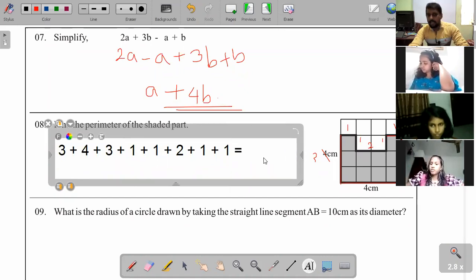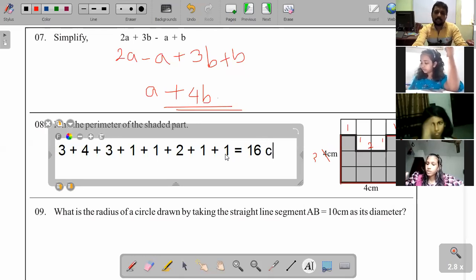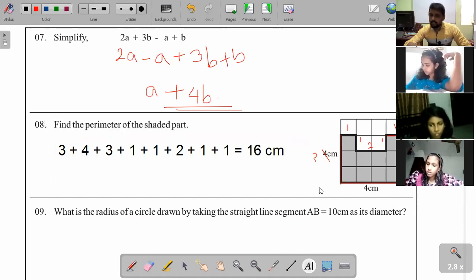Then finally you can add: 3 plus 4, 7; 7 plus 3, 10; 10 plus 1, 11; 11 plus 1, 12, 14, 15, 16. So the perimeter is 16 centimeters. Right? Remember that you must always write the unit, centimeters, as well.